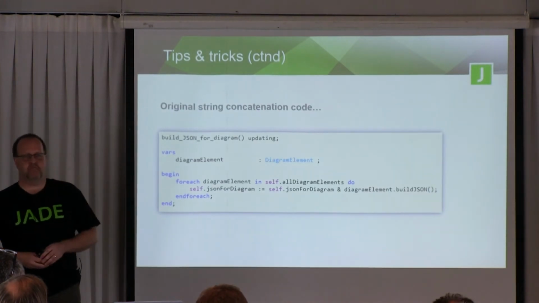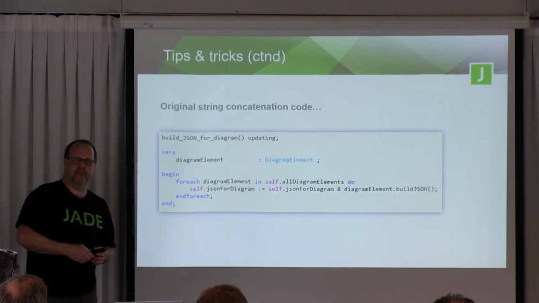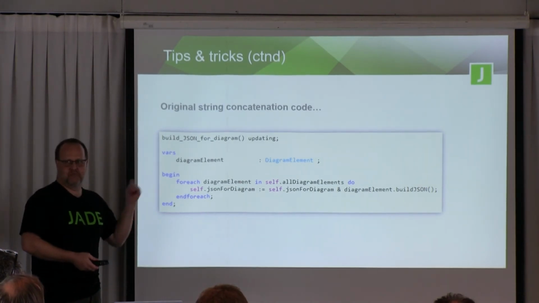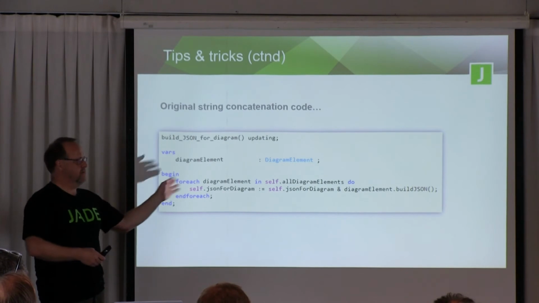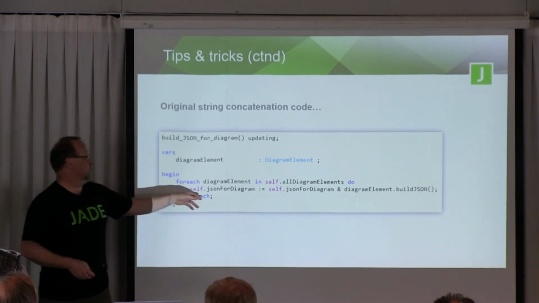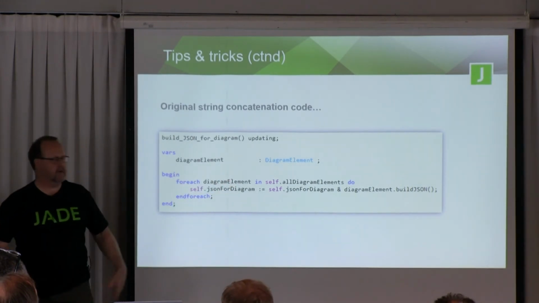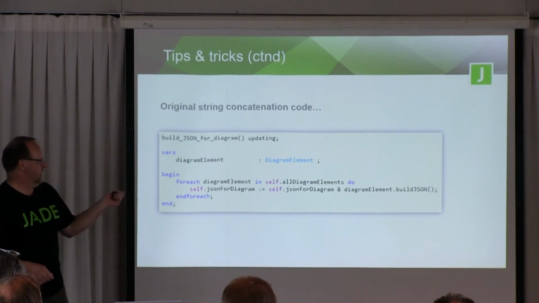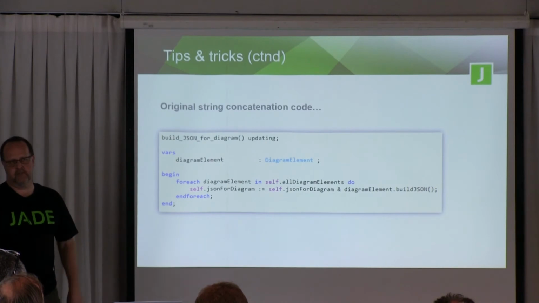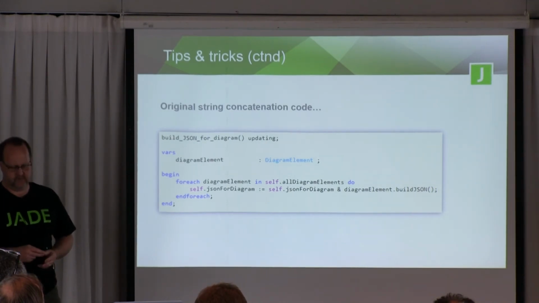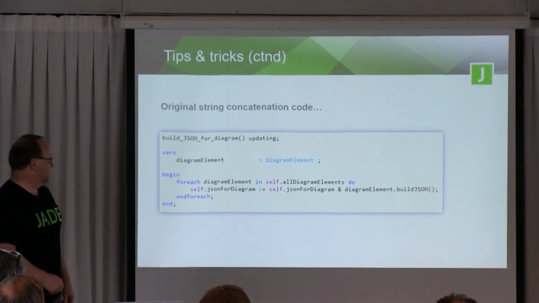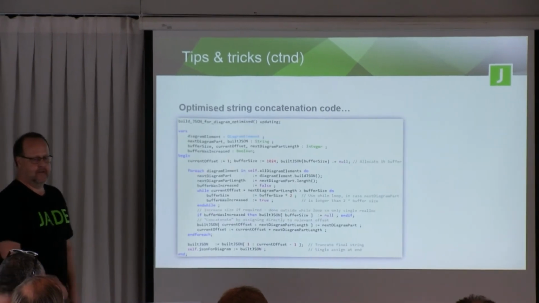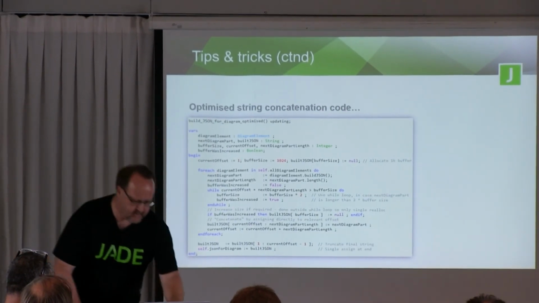So I decided we better have at least one slide with Jade code on here. So this was our original Jade code, where we just, for each element in the diagram, self.jsonForDiagram equals self.jsonForDiagram plus the next bit of JSON for the next diagram element. And self was an object, so we were crossing the interpreter JOM boundary at that point. So that was nice, simple code to look at. This is the code that runs faster.